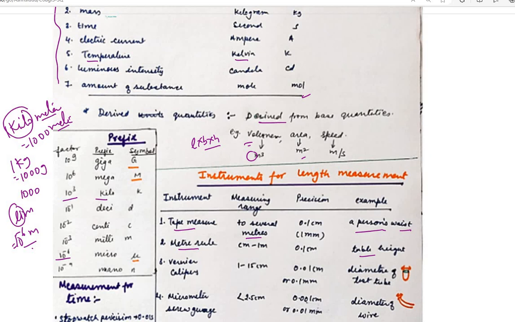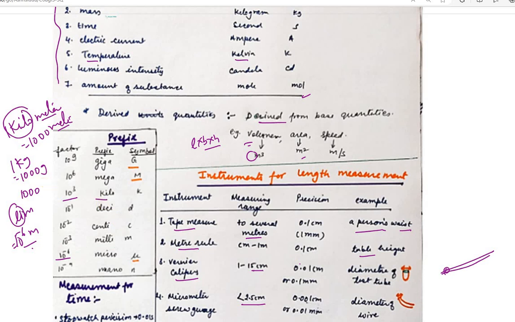If I'm measuring the diameter of a test tube, I can use vernier calipers. Here the range is that you can measure anything between 1 to 15 centimeter. It will give you precision to the second digit after the decimal. If I'm measuring wire thickness, the diameter of a wire, which is very thin, we should use the micrometer screw gauge. This will give you a precision of 0.01 centimeter, and you should use the micrometer screw gauge when you want to measure up to 2.5 centimeter.